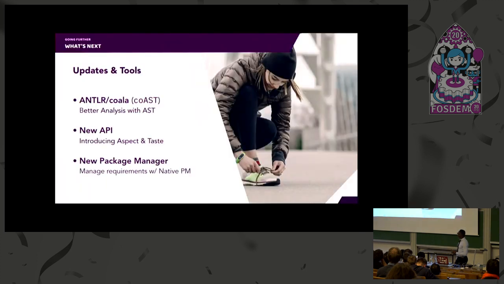Going further, the new thing that will come up is they are creating a way to provide to us the AST of any language, a new API using aspect-oriented programming with aspect and taste, and a new package manager to specify your requirements in your bears. It will go fetch your NPM package or your pip package inside your bears to be sure that when your bear runs, you have everything you need to analyze your code. Thank you.